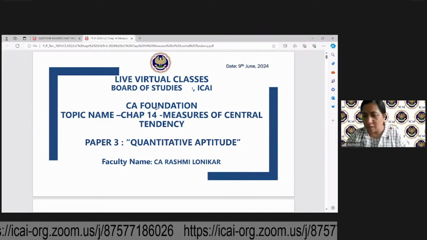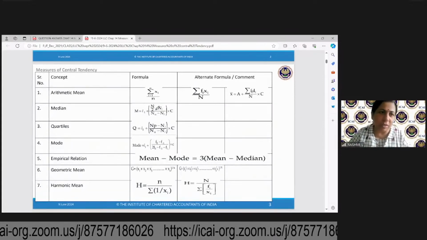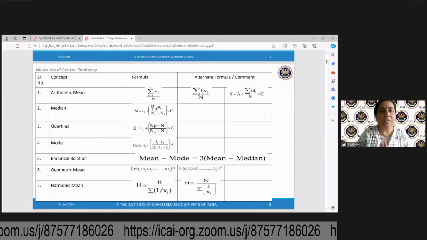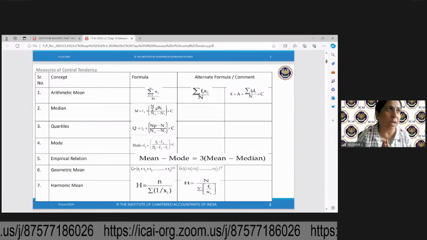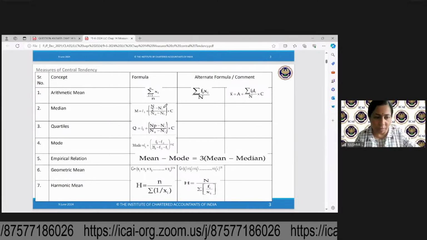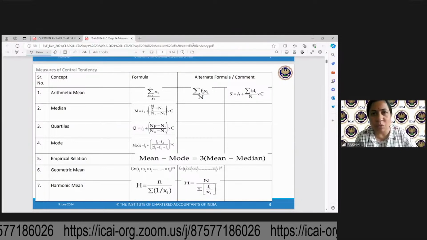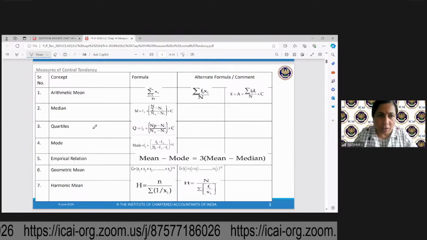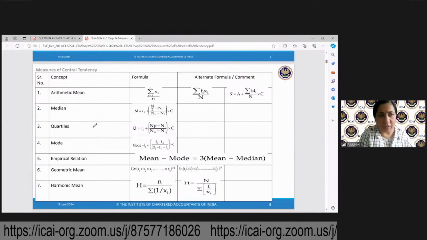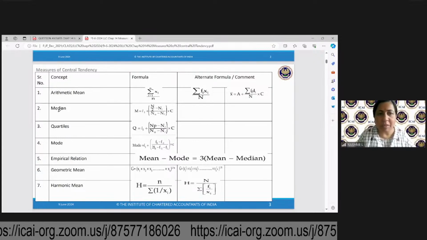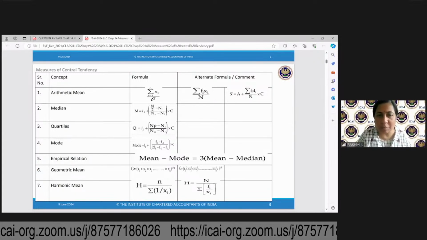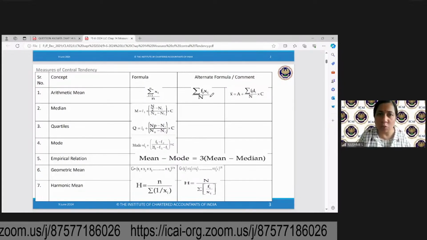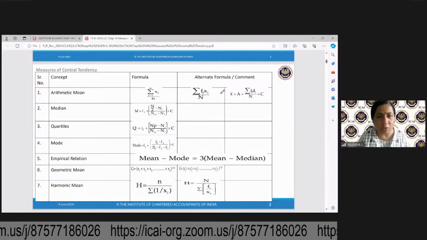So let us talk about measures of central tendency. I will be explaining the concept, no doubt about it, but this is the sheet that you must know by heart for your exam purposes. So, what are the things that are written over here? This is arithmetic mean: summation xi upon n, and then you have the alternative formula when you have the group frequencies, ungrouped frequencies and group frequencies.